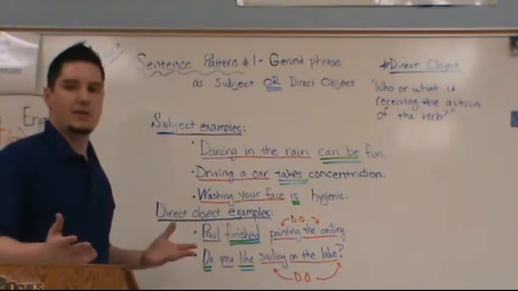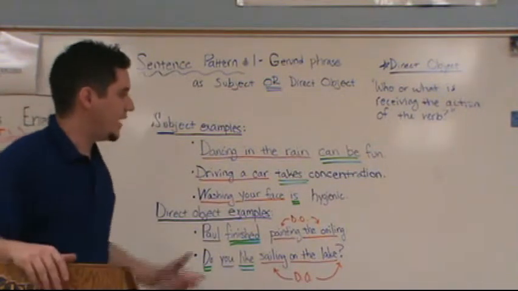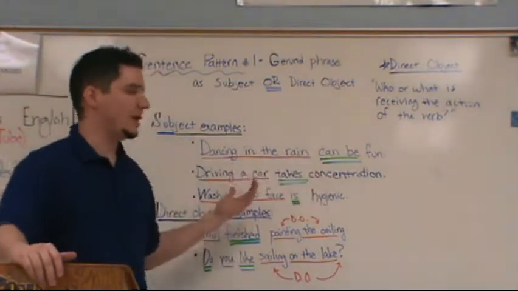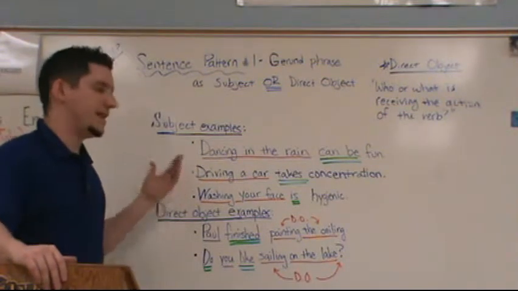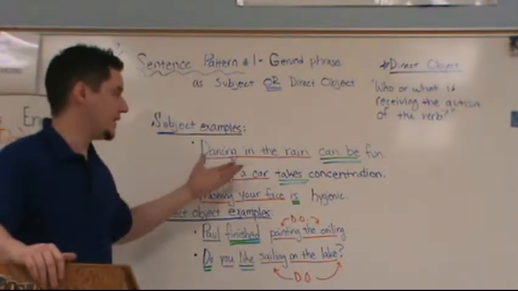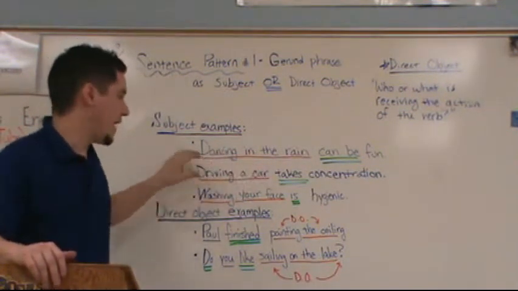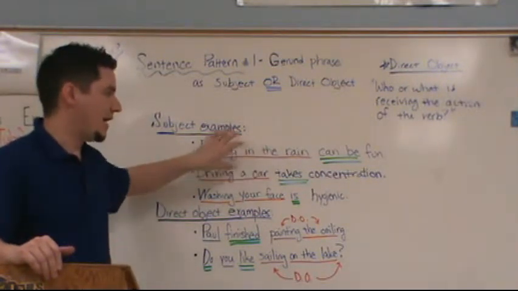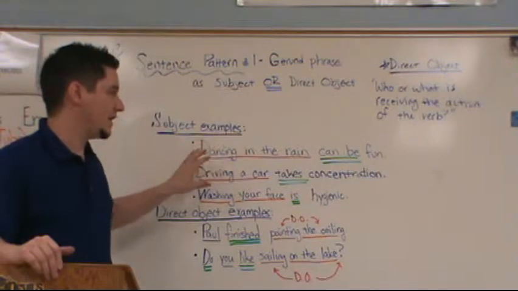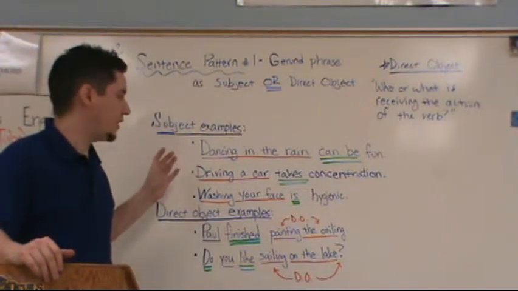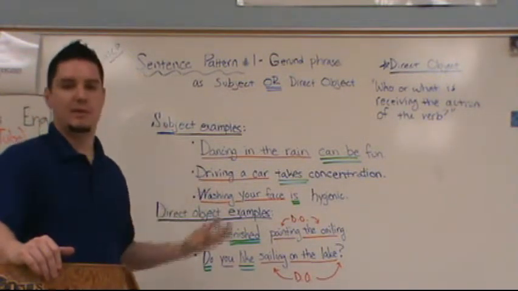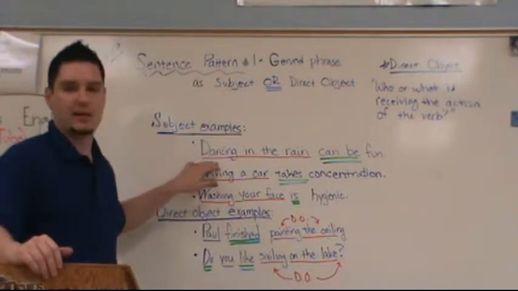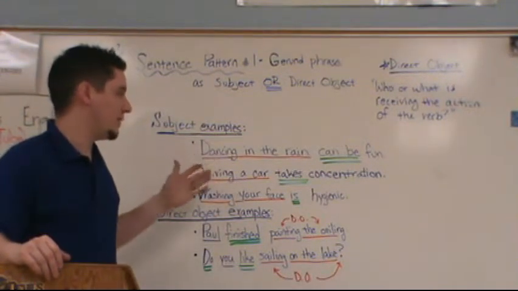The first thing that we do is we look for the verb, and we say, okay, the verb is can be, and we say, well, what can be fun? Is it dancing? Well, not just dancing, it's dancing in the rain. So we have our gerund, dancing. In the rain is modifying it, and it's helping tell you what type of dancing. But altogether, this gerund phrase, dancing in the rain, is what can be fun. So it's the subject. It answers the question, what can be fun?